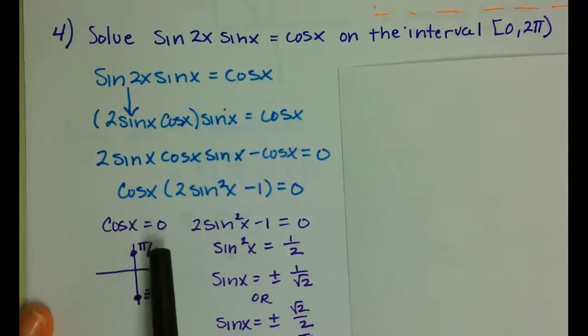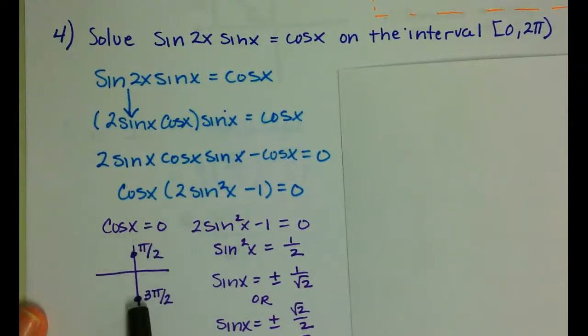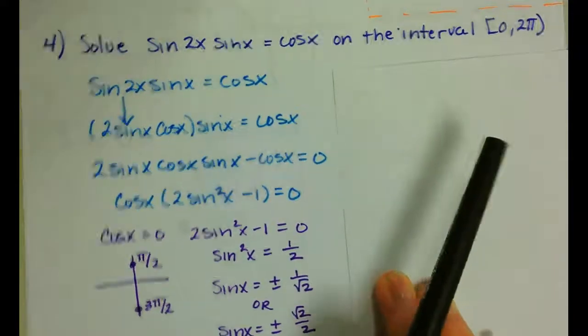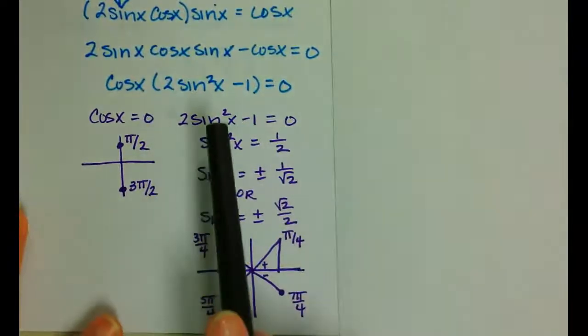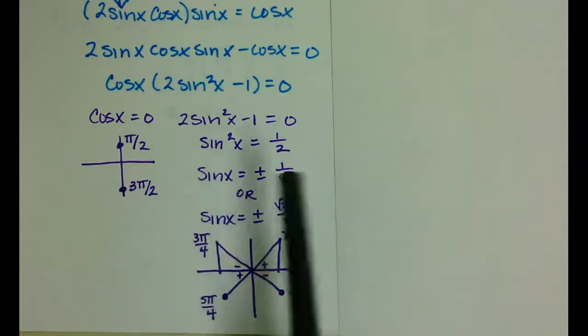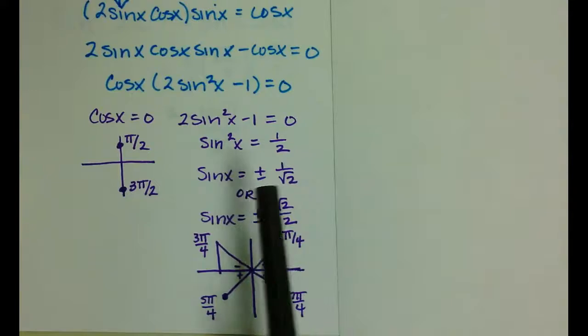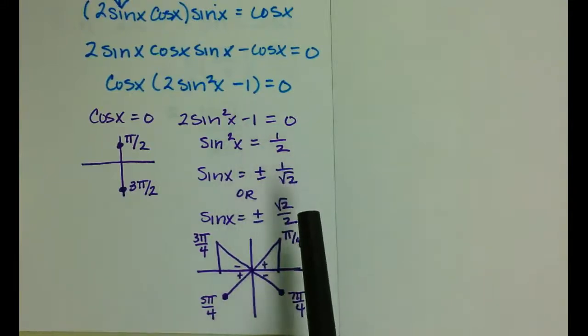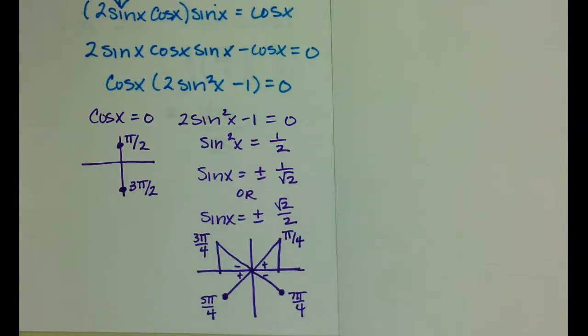So over here, cosine is only 0 at pi over 2 and 3 pi over 2. So I'm going to get some solutions from here. And then on this side, when I take 2 sine squared x minus 1 equals 0, move the 1 over, divide by 2, take the square root of both sides, remembering to put my plus or minus, then I can either think of it as 1 over root 2 or I can think of it as root 2 over 2. And we should know that root 2 over 2 means we're dealing with a 45 degree or pi over 4 angle. And since it's plus or minus, there are 2 places where it would be positive, 2 places where it would be negative. So we're looking for a pi over 4 angle in every quadrant.